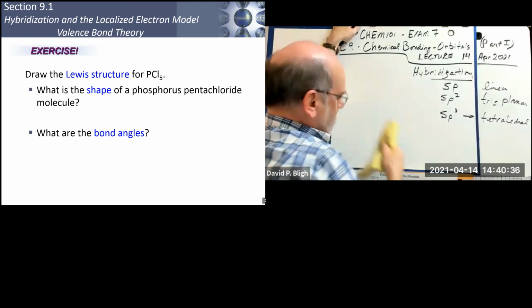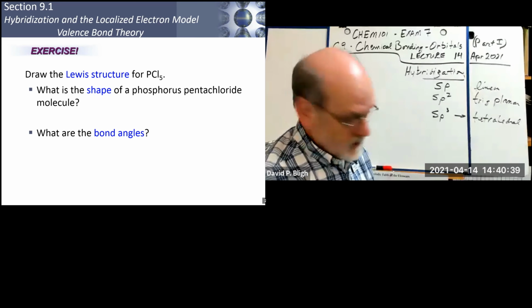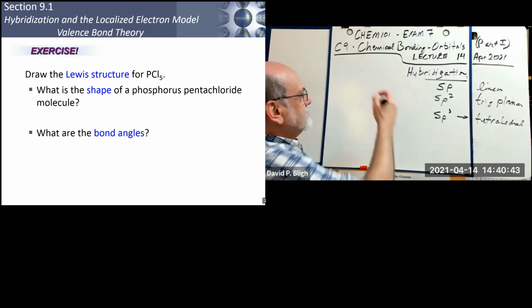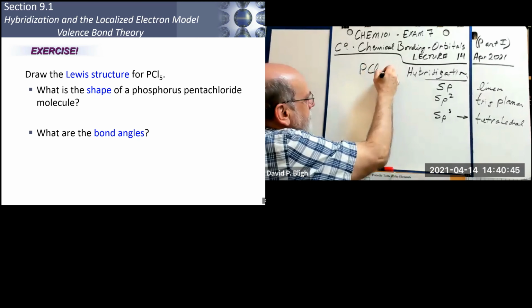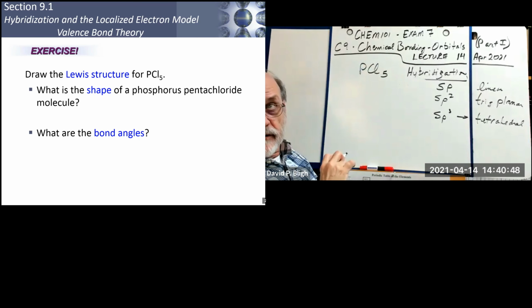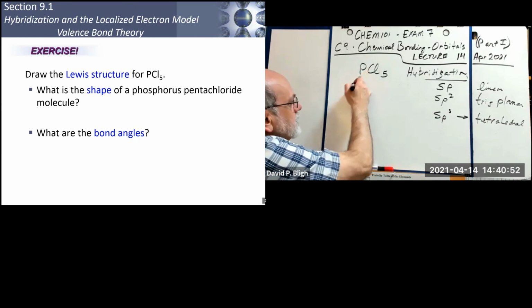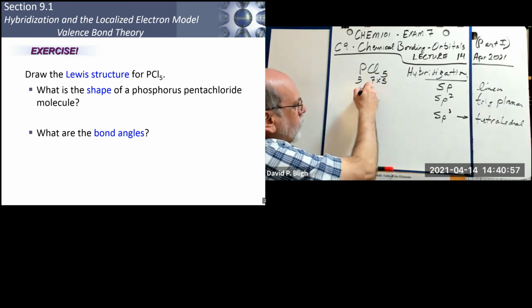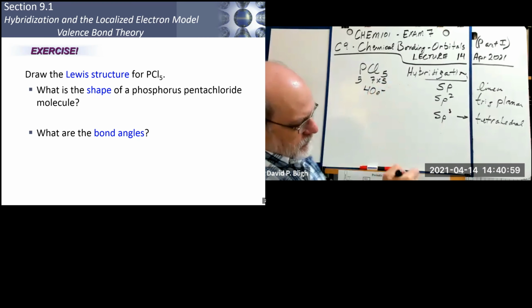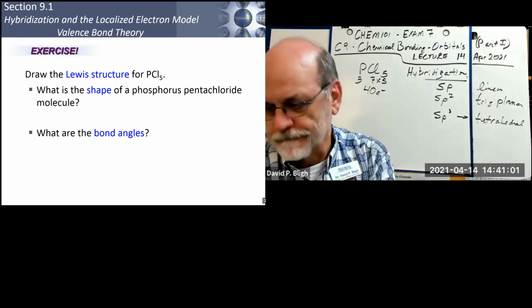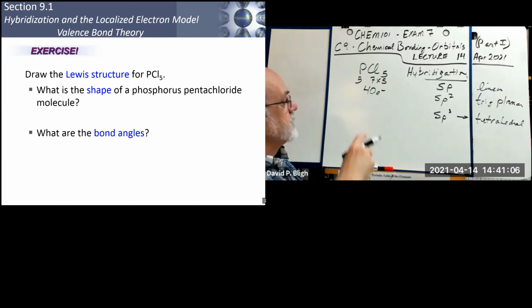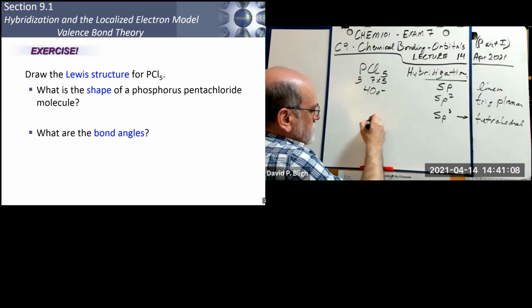So as if that wasn't enough, let's make it more complicated. PCl5. Phosphorus has 5 electrons, and chlorine is 7, times 5. So that should be 40 electrons. Okay, with 40 electrons, and phosphorus is in the middle.